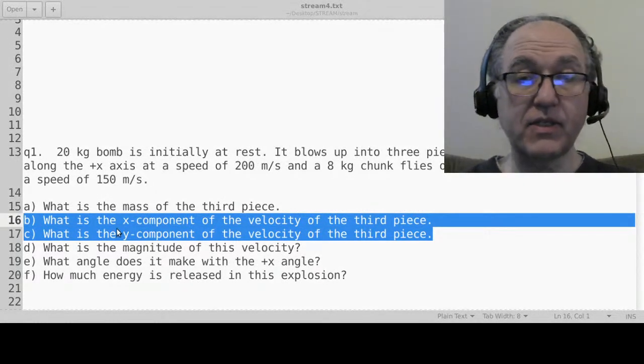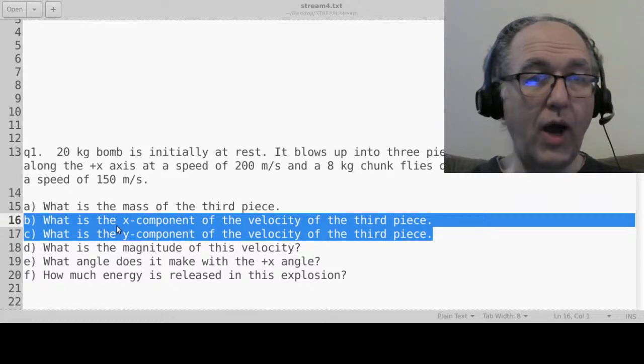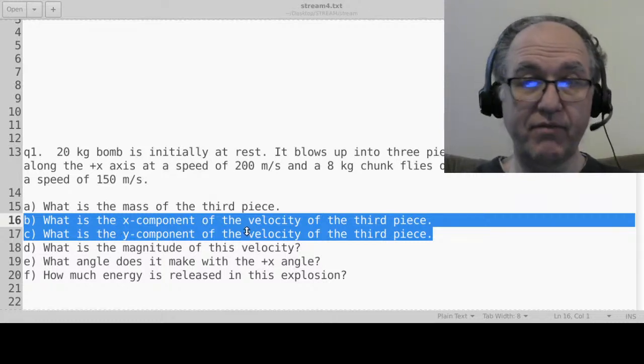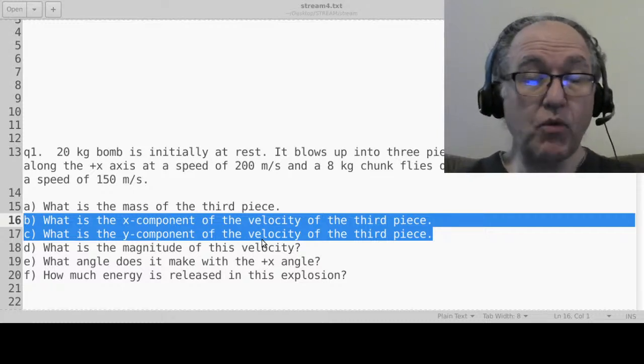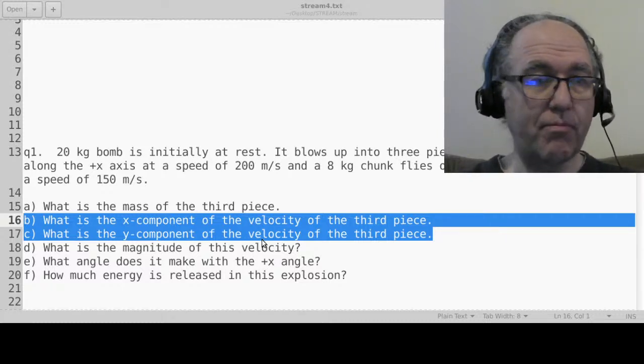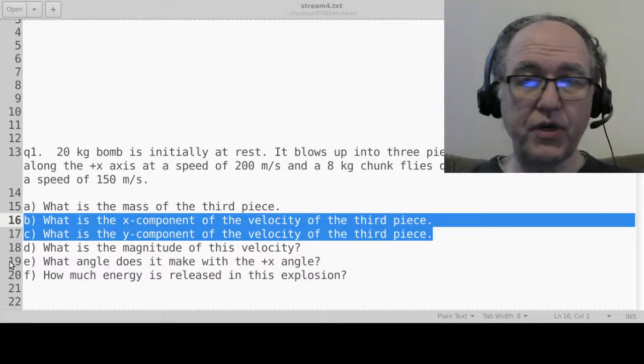So we have this third piece, and we want to know what's the x component and the y component of its velocity. Now you go, geez, how do I even begin to do that? You have to recognize that this is a conservation of momentum problem. Let's draw the picture here.